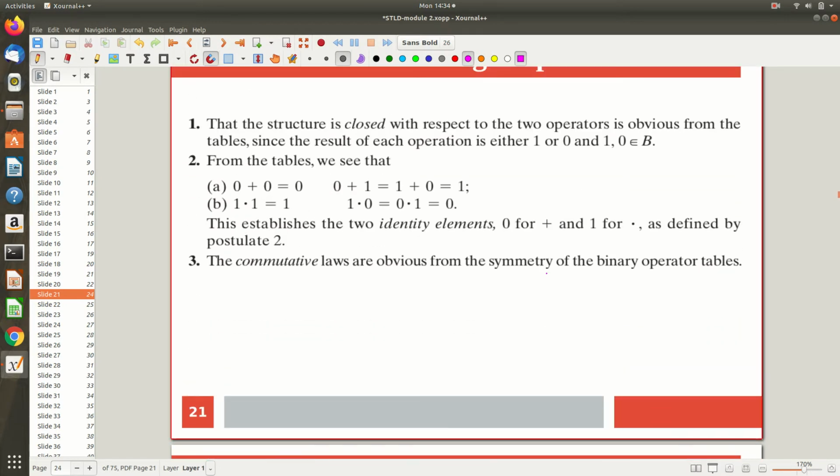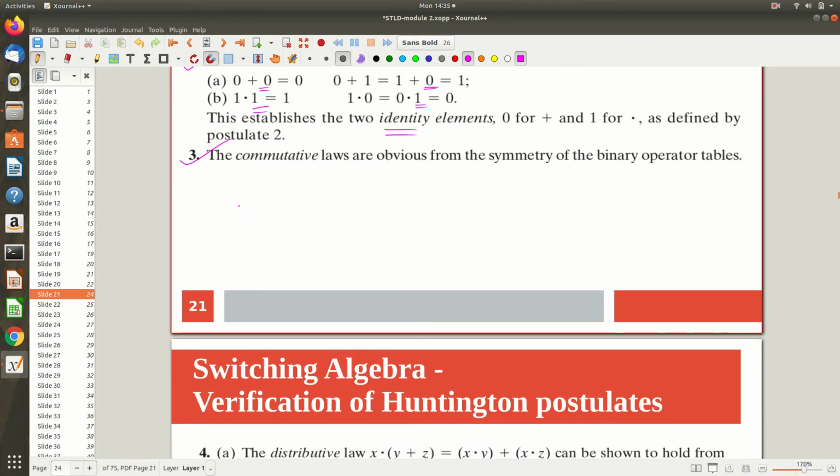Here you can see the closure property is verified, we already saw, right? And what about the identity element? You can see that 0 is acting as the identity element for plus operation and 1 is acting as the identity element for dot operation, right? Now what about the commutative law? That is also true. From the table you can verify it easily.